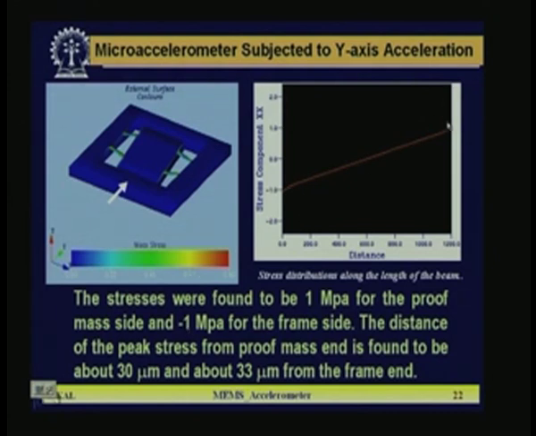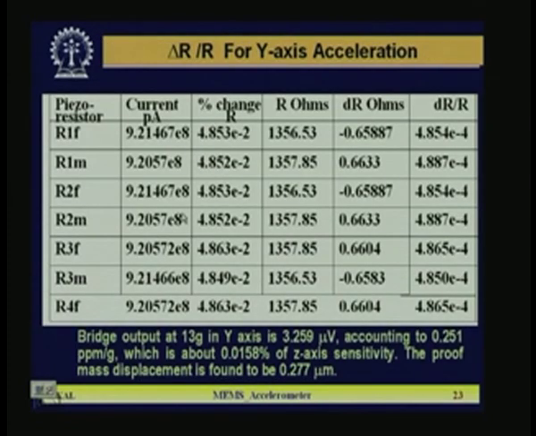This is the peak point, and along the y-axis the shape of the structure looks like this. If you push in this direction, the y-axis is here, and the proof mass will take this shape, and as a result the resistance change will be like this. Here you can see some important points.